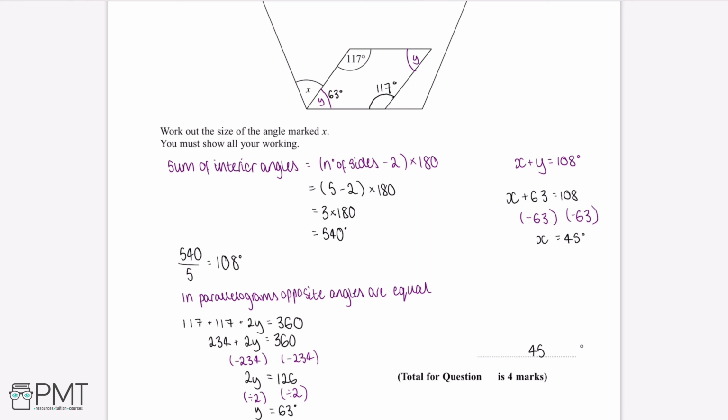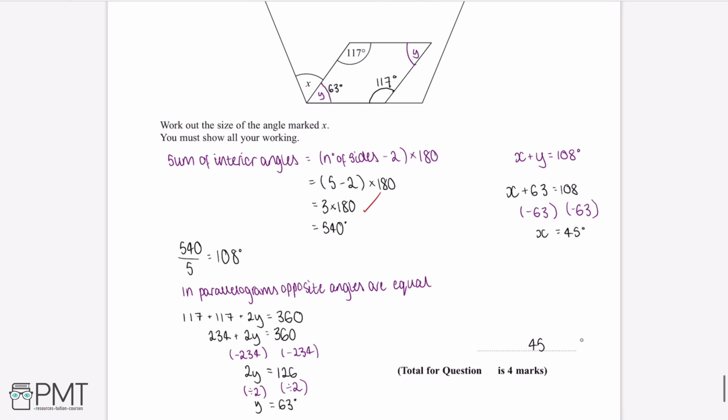Now this question's worth 4 marks. We'll get our first mark for using a process to work out the size of an interior angle in the pentagon. We'll get our second mark for working out the size of angle Y. We'll get our third mark for a complete process to work out the size of angle X. And our fourth mark for the correct answer of 45 degrees.